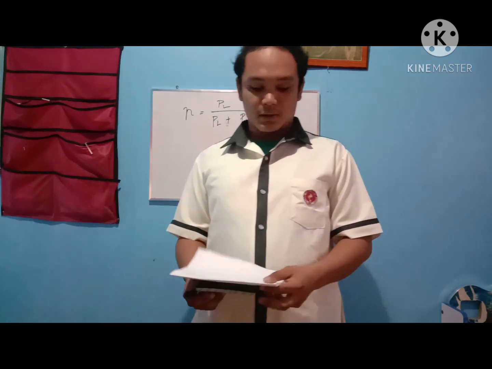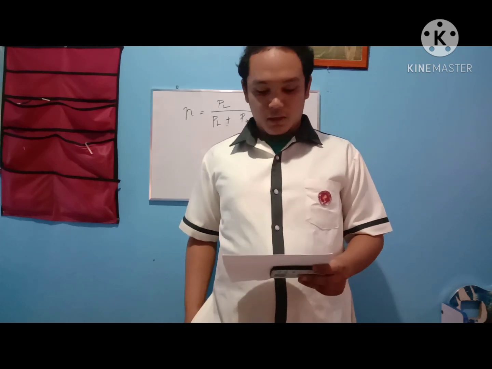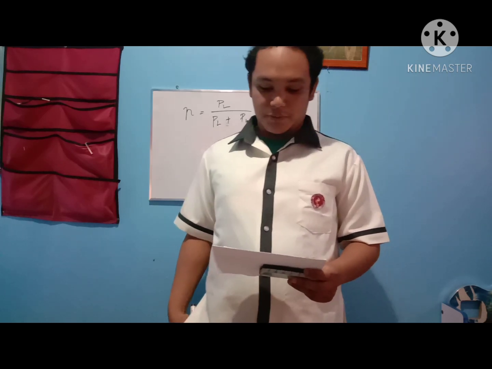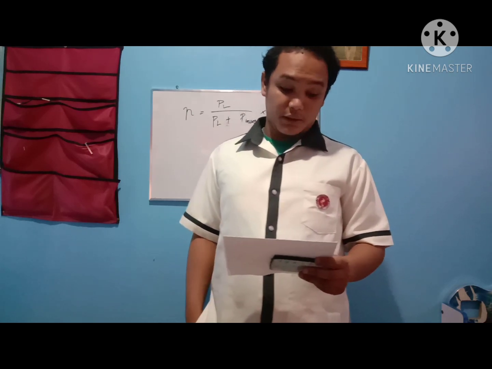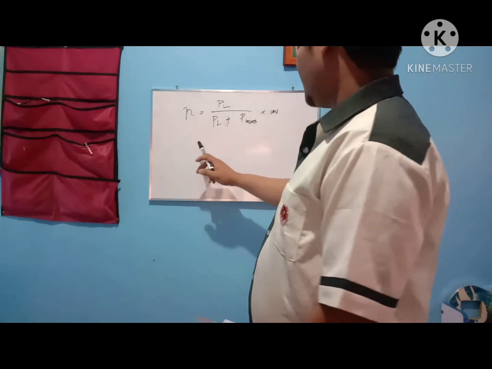So, first problem: a 25 horsepower motor has an efficiency of 84.9% when delivering 3 quarters of its rated output. Calculate the total losses at this level. First, we identify the formula we're going to use for this problem. We're going to use the efficiency formula.